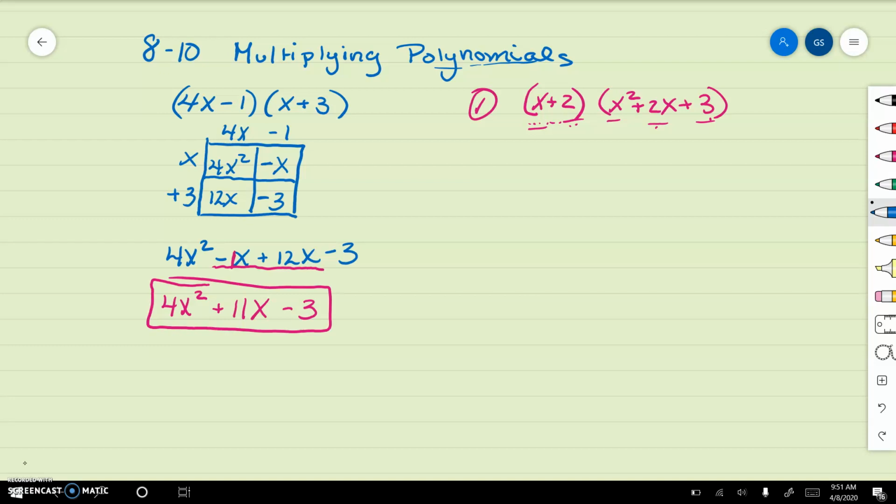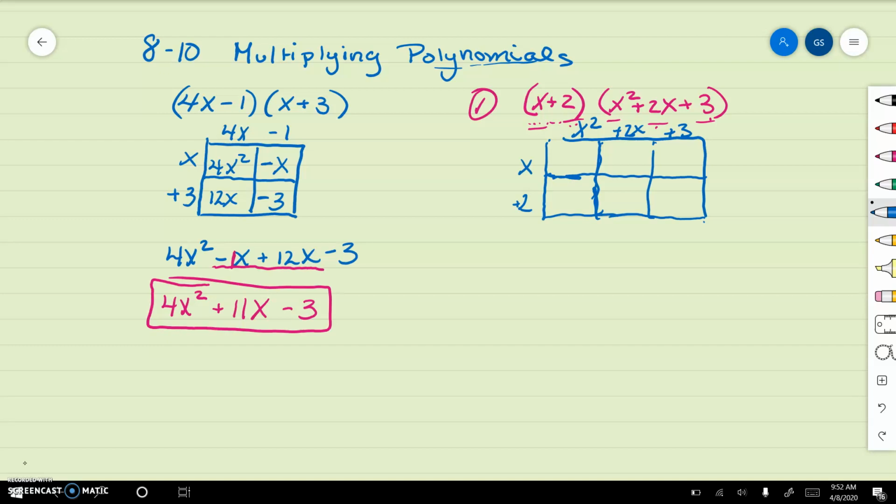So what we're going to do is we are going to make a rectangle. It's still a box, but it's rectangular instead of square. Okay, we're going to need 3 columns, being we have 3 terms. And we're going to need 2 rows for the 2 terms, or the binomial. Okay, so binomial goes on the side because there's 2 slots there. The binomial is x and positive 2. Then on the top, we have x squared from the trinomial, plus 2x from the trinomial, plus 3, also from the trinomial.